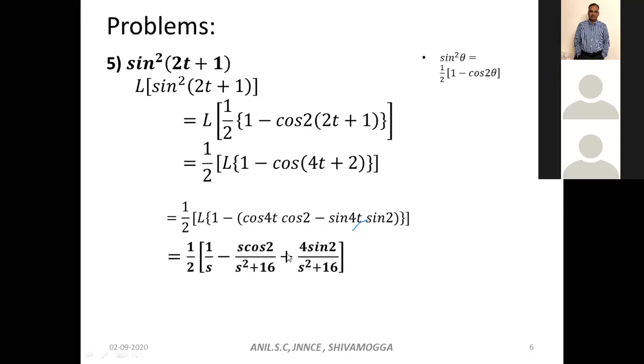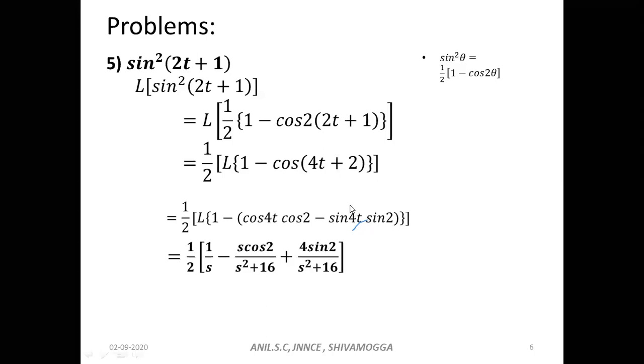Minus into minus is plus. Sin 4t into sin 2. Here sin 2 is a constant, keep it as it is. There is no t here. Laplace transformation of sin 4t. Laplace transform of sin at is a divided by s square plus a square. Here a is 4. Therefore, 4 divided by s square plus 4 square. 4 square is 16.